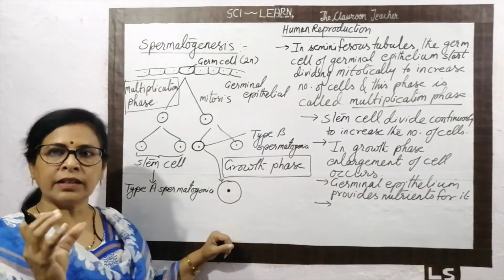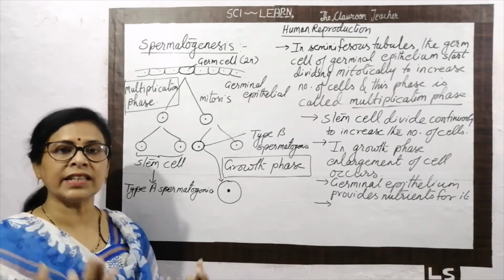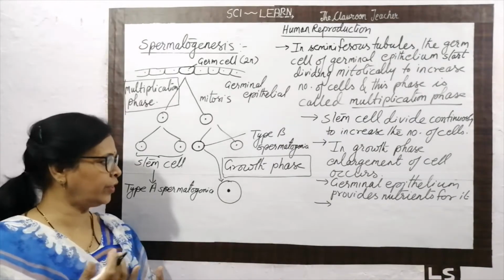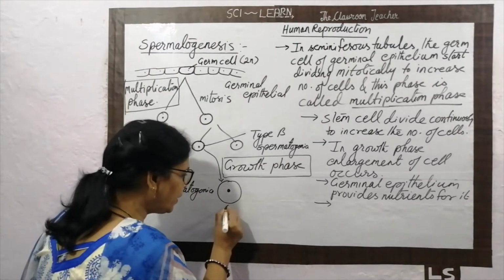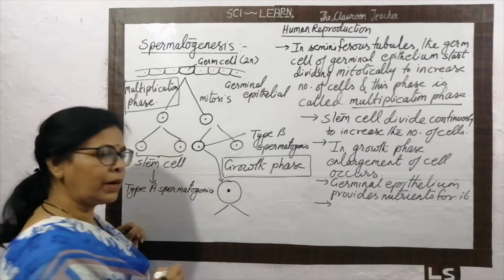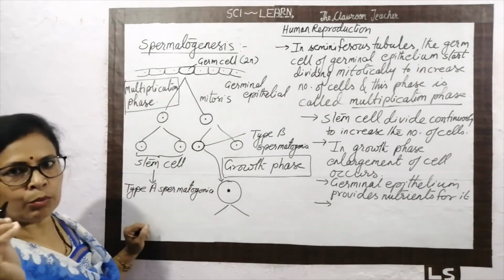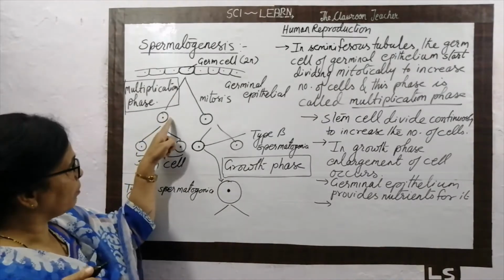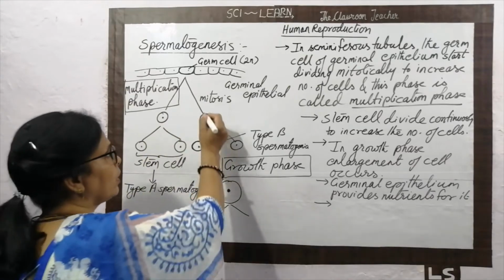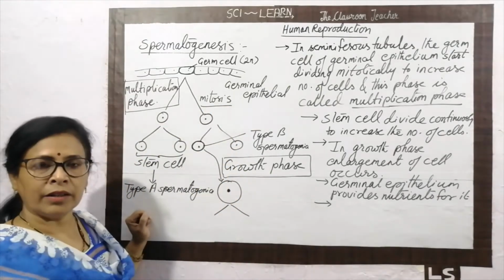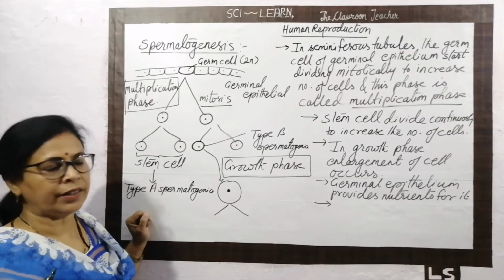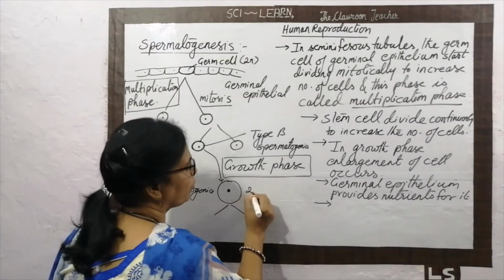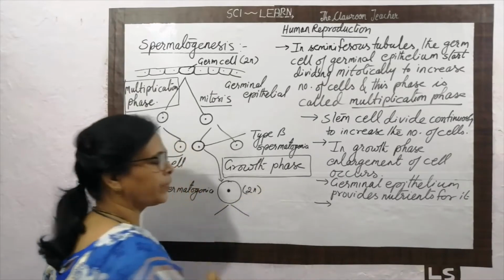The cell goes to the next stage, which is called the maturation phase. So from here the maturation phase started. What happened in the maturation phase? In the maturation phase, the division process changes. In the multiplication phase, the division is mitosis, but here the division is the reduction division. What is reduction division? Up to here the number of chromosomes is diploid.